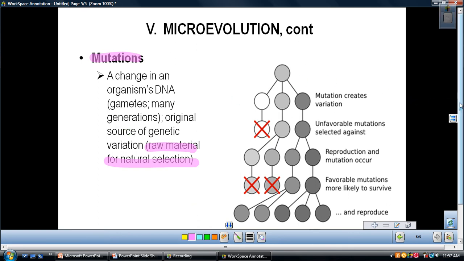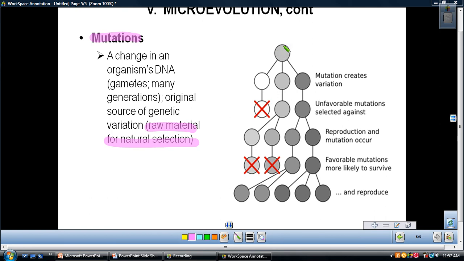What I mean by that, if you look over here on this diagram, let's say this is the example of what's common in a population, this color. Well, let's say a mutation occurs and creates variation. These dots are representing a variety. So you've got this white one, this light gray one, and a dark gray one.